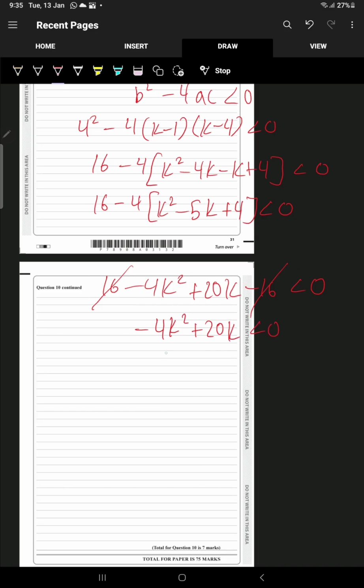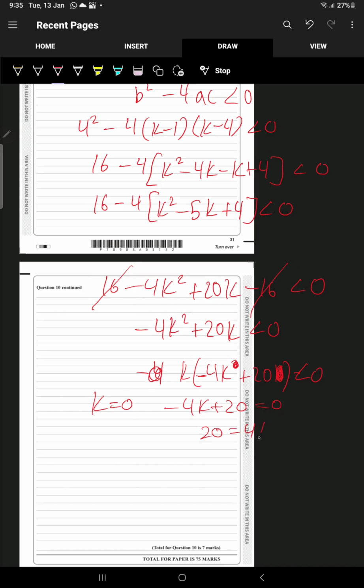This is going to give us k times (minus 4k plus 20). We basically just factorized it, and it is less than 0. So we know that k is 0, and minus 4k plus 20 is 0. So we take 4k, divide by 4: k is going to be 20 over 4, which is 5.